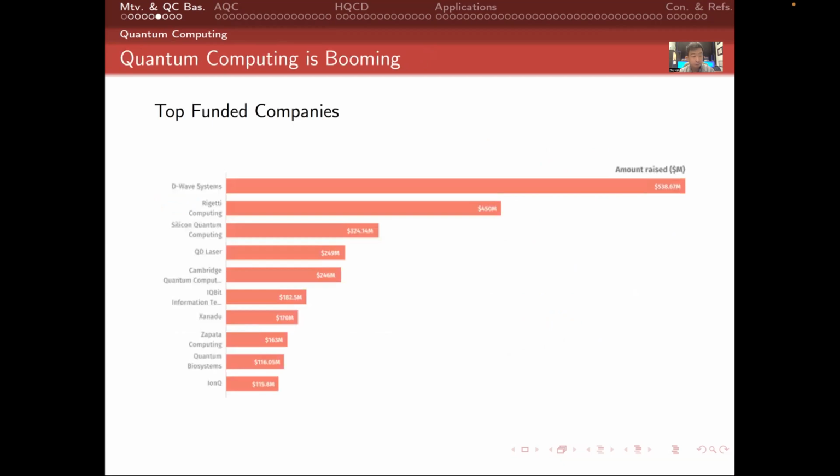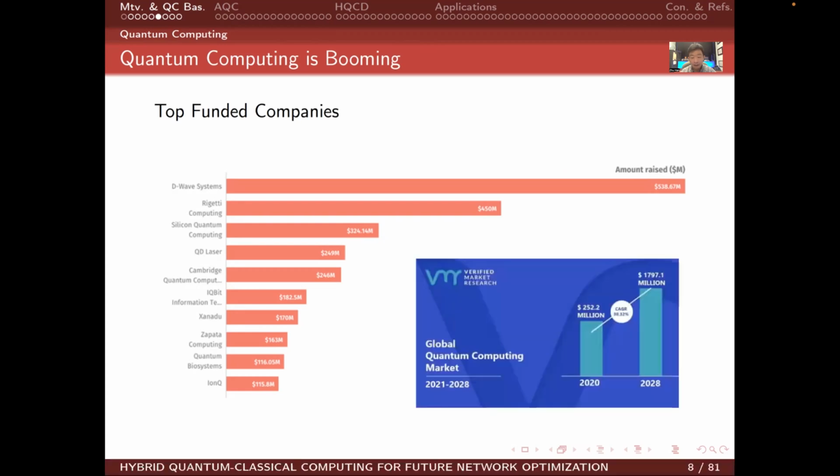Okay, quantum computing is booming, and you can see that there are so many companies like D-Wave, QD Laser, Cambridge and so on. There are many well-funded companies, and the global quantum market is growing exponentially.